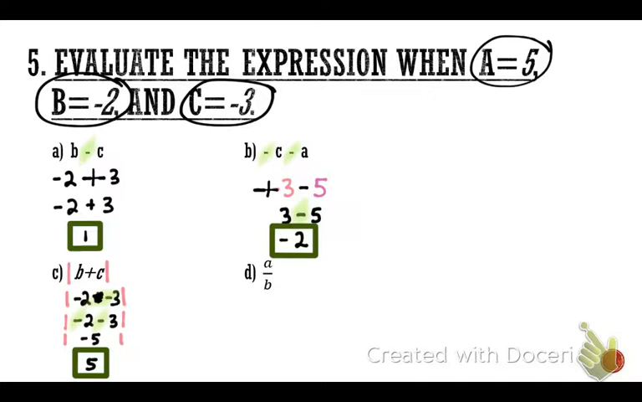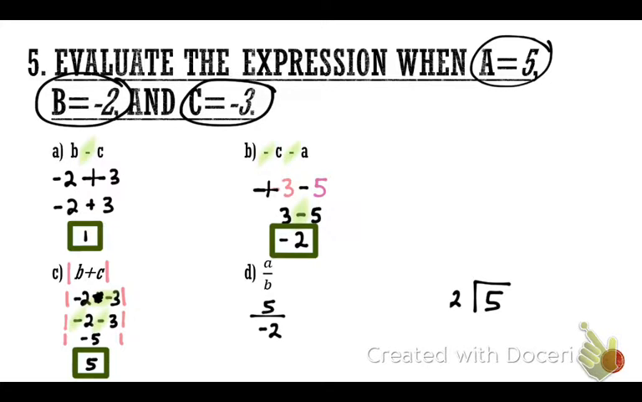Excellent. Just the boys. What should I plug in for problem D? What is A? 5 divided by, boys, what is B? Negative 2. All right, so you're not allowed to leave it like this because that's improper. So we want to turn that into a mixed number. In order to do this, you're just going to do 5 divided by negative 2. So we're just going to pretend that this is not a negative right here, for now, 5 divided by 2.